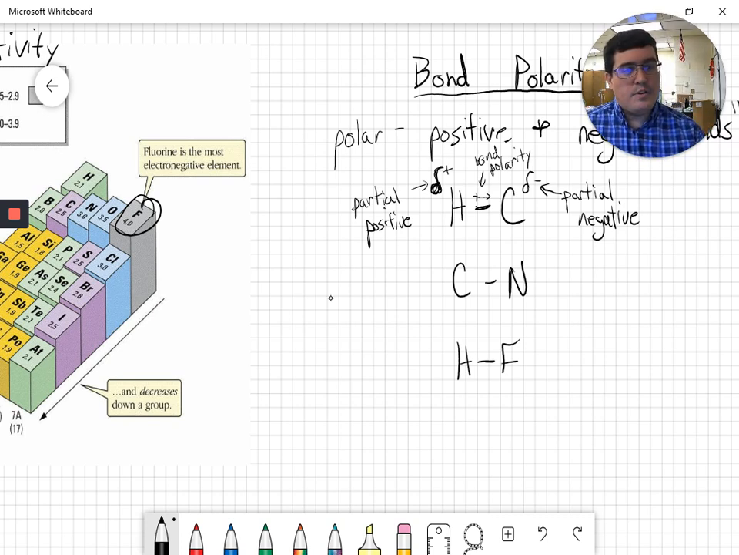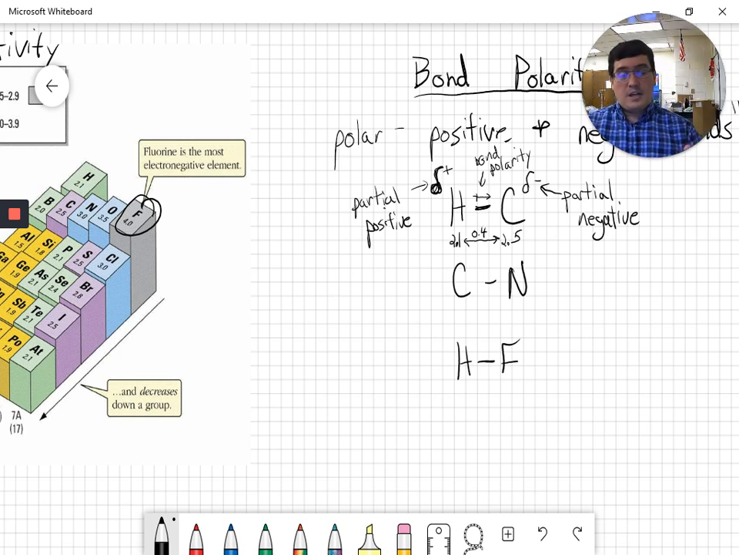Bond polarity is what we draw right there. Now, we can put a number on that, okay? So the number that we can put on that: carbon is 2.5, and hydrogen is 2.1. So the bond polarity of this thing is the difference between those two, and that would be 0.4, all right? So that is the polarity of that bond.